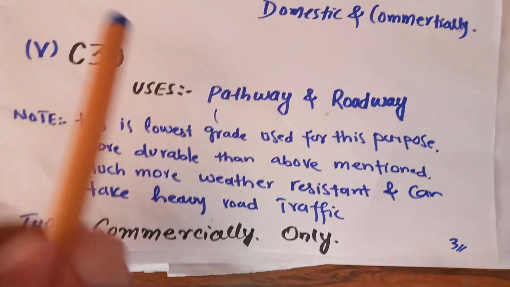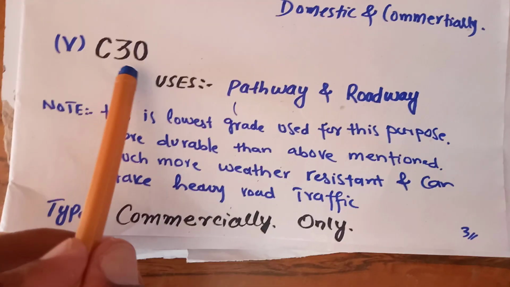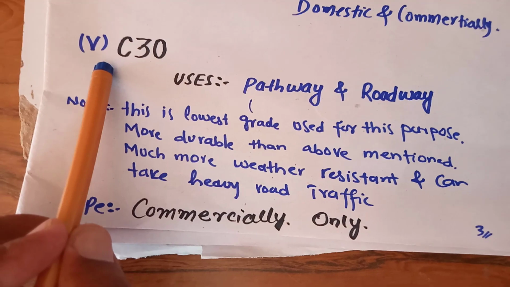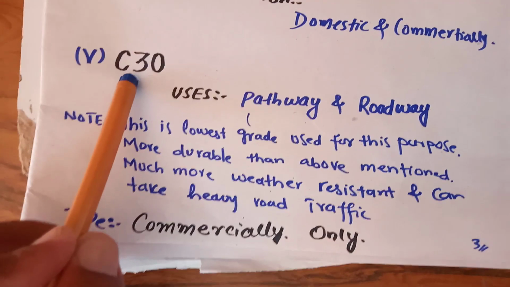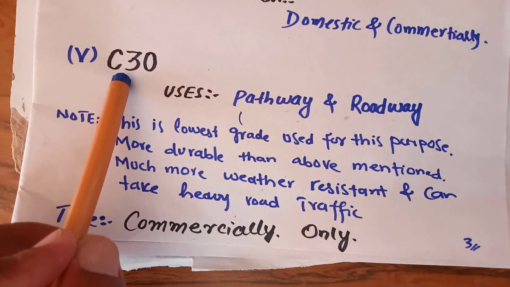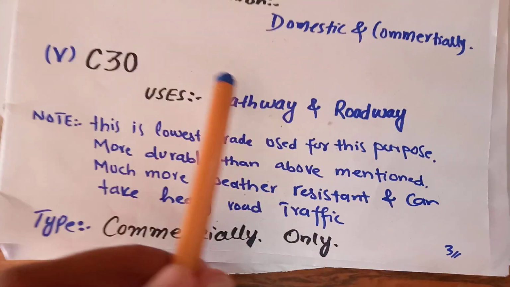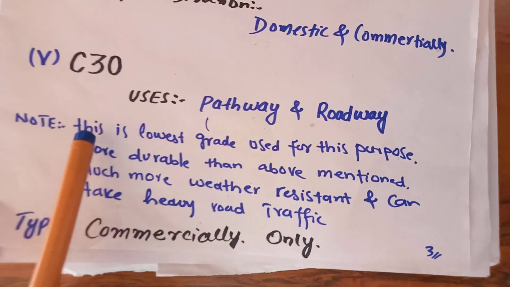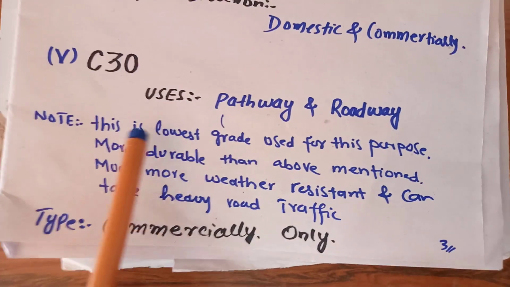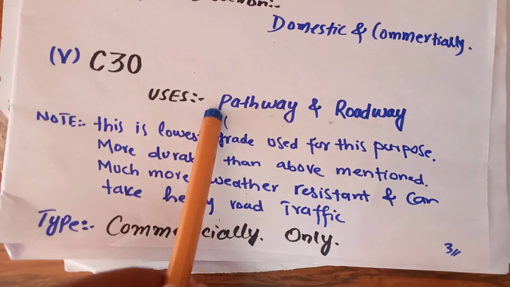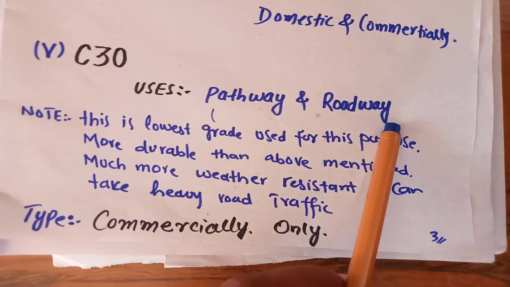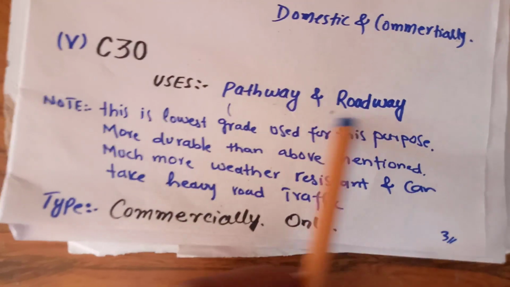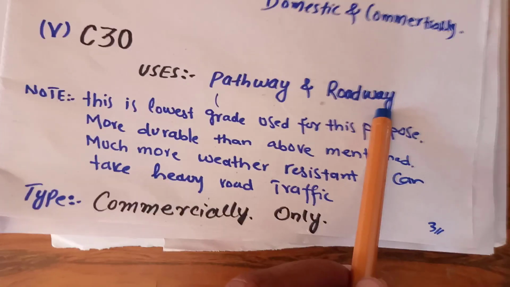So now, dear friends, C30. C is mix ratio of cement, sand and aggregate in the cylindrical test. 30 is 28-day compressive strength of concrete in megapascal. So we can use it in pathways and roadways. Remember, the main thing about C30 is that this is the lowest grade which we can use in pathways and roadways. This is the lowest grade used for this purpose, meaning pathway and roadway.